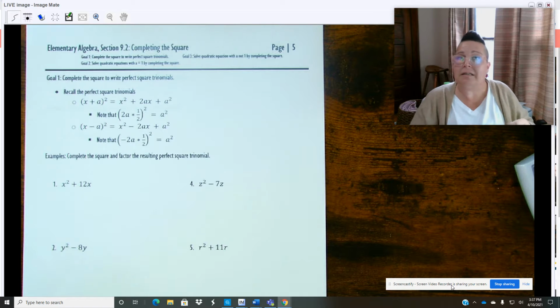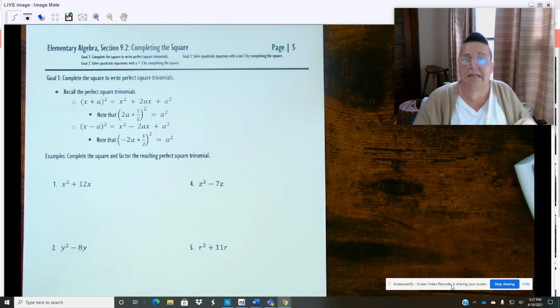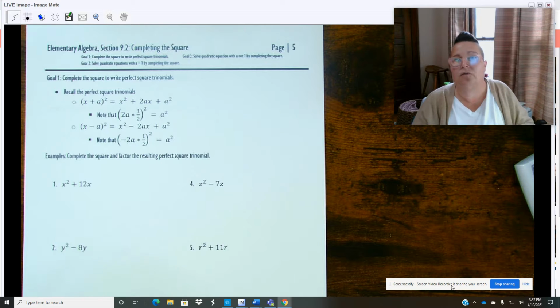We are basically putting paint on a pig. So we are going to try and pretty up this algebra by forcing it to look like a different type of problem. All right?